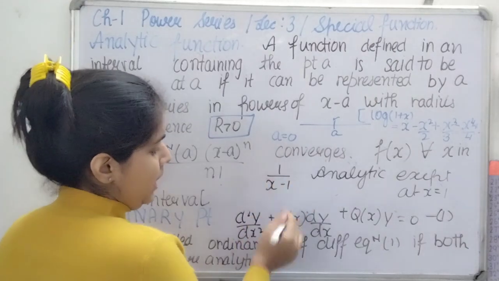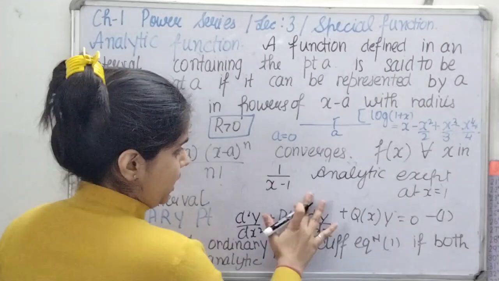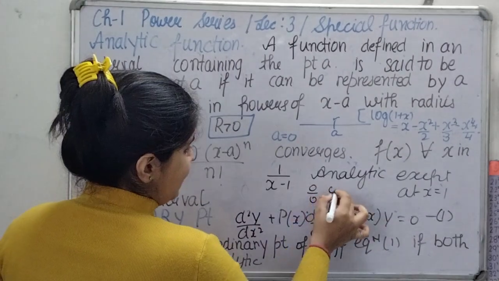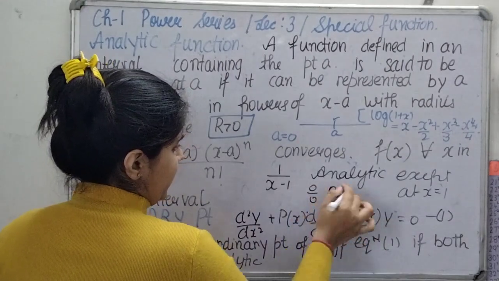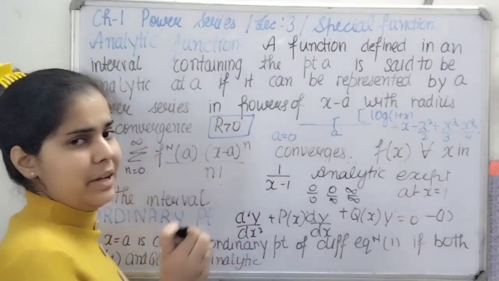Means जो हमारे px और qx है ना वो indeterminate नहीं आना चाहिए. Indeterminate means 0 by 0 form, 0 by infinity or infinity upon infinity. So form नहीं आनी चाहिए हमारे पास, simple form आनी चाहिए, means it should be defined.